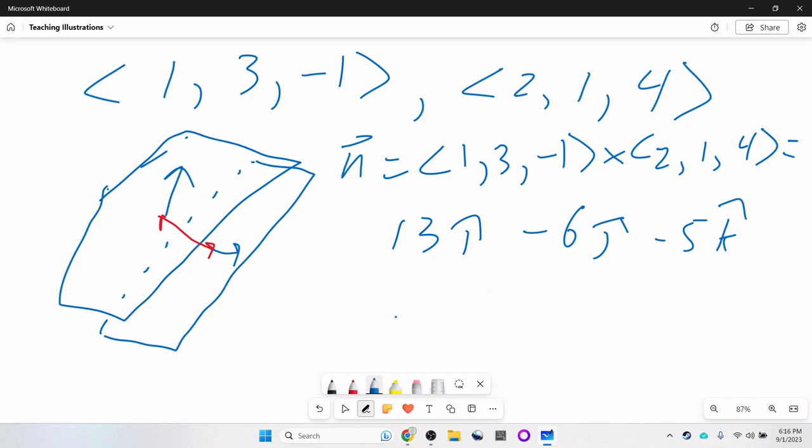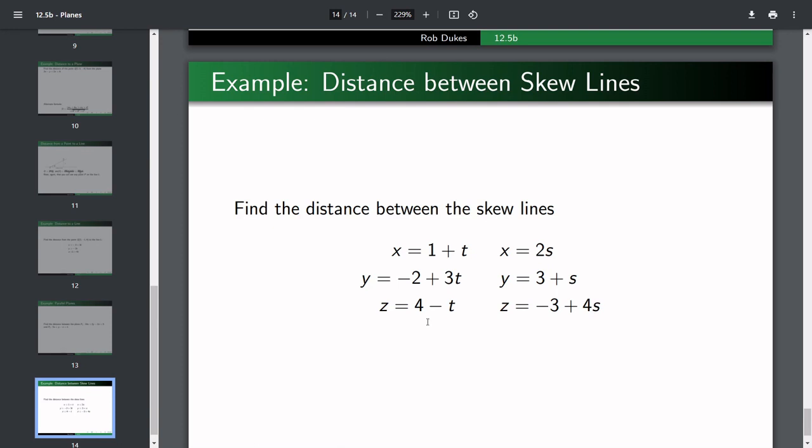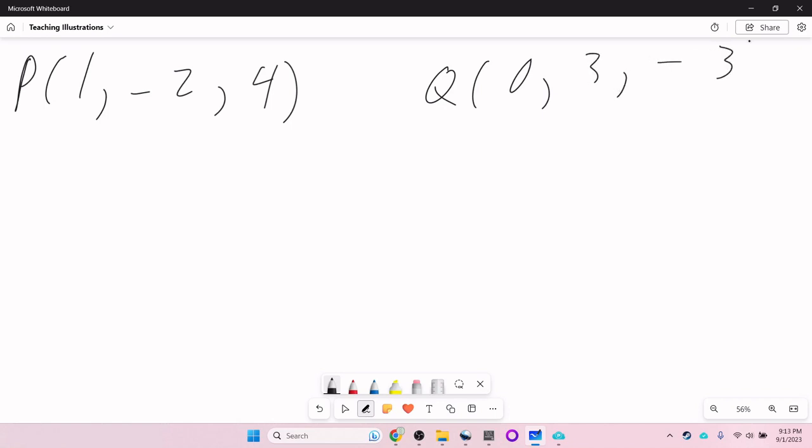Now we need a point from each plane, right? That was the rule. We needed PQ, that is the distance from a point in one to a point in the other. And then we need the normal vector. So, we've got our two equations. Let's put in 0 for both of them. So if I put in 0 for t, I get 1, negative 2, 4. If I put in 0 for s, I get 0, 3, negative 3. So we now have our 2 points. Plug in 0, get 1, negative 2, 4. And that's P. And Q is 0, 3, negative 3.